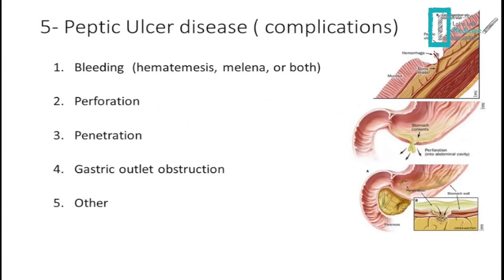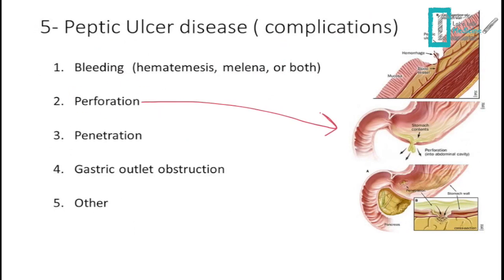So we have already started talking about the complications of peptic ulcer. These complications include bleeding, hematemesis, melena, or both. So the patient can present with vomiting that has blood in it, or blood in the stool. Another complication is the perforation.